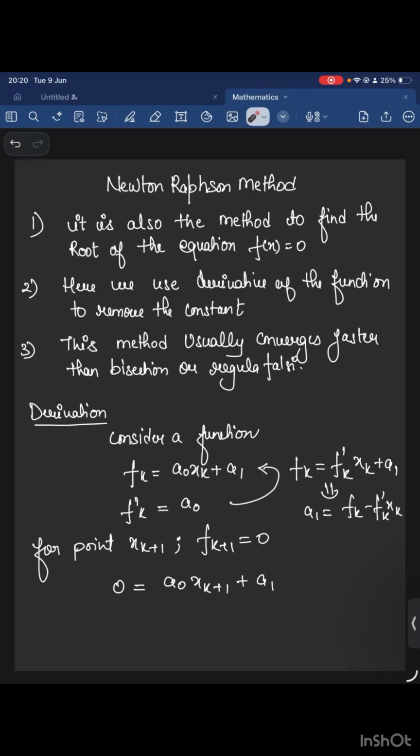Now we are going to study the Newton-Raphson method. हम न्यूटन रेप्सन मेथड देखेंगे. न्यूटन रेप्सन मेथड क्या होता है? We are going to see this. It's a very easy method also. The derivation is also very easy.